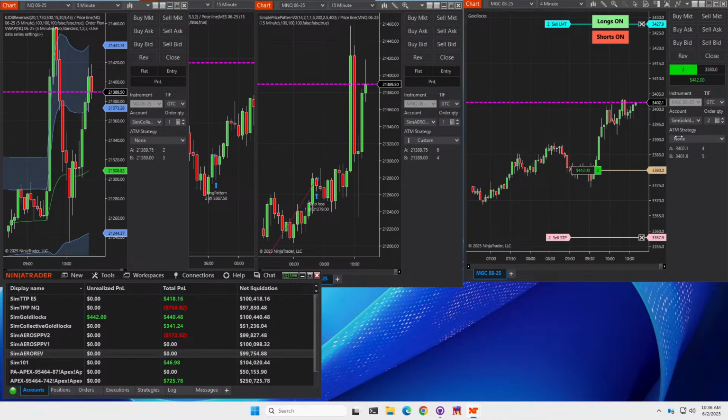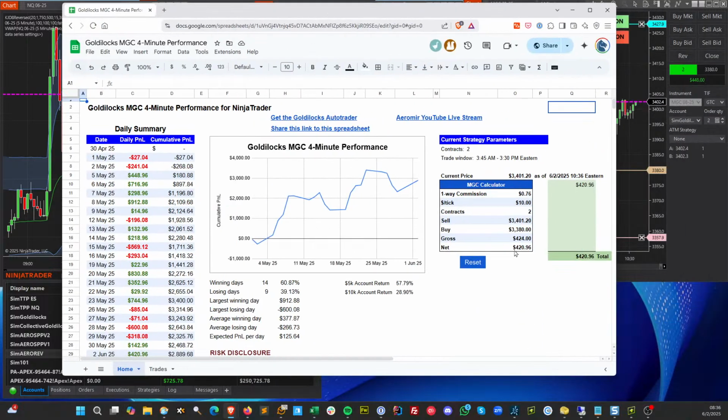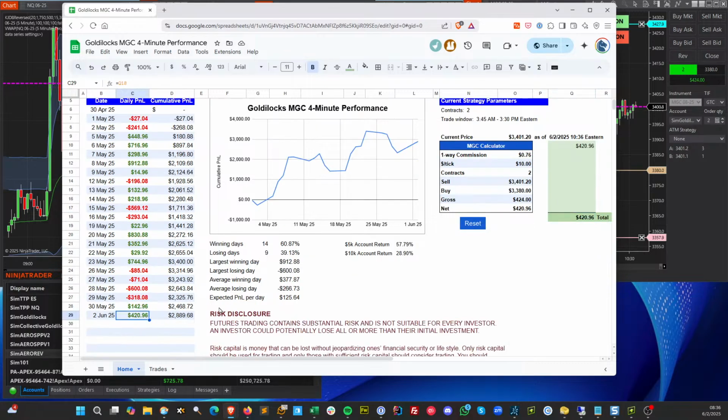The Hustler Goldilocks is doing still up about 450. And again, if I look at my performance spreadsheet, it's a Google Sheet that's updating every minute, so that's about right. About 420 for the day. And you know, Goldilocks will go through occasional kind of dry spells, if you will, and then it'll go back up.